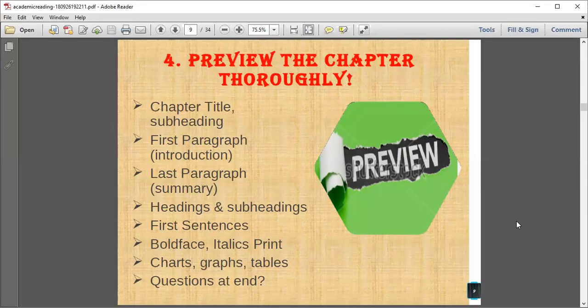Next point, preview the chapter thoroughly. And for previewing the chapter thoroughly, you have to see the chapter title, subheading. You have to focus on the first paragraph, that is the introduction, the last paragraph, that is the summary, headings and subheadings, first sentence, boldface or italic print, charts, graphs, tables, and questions at the end.